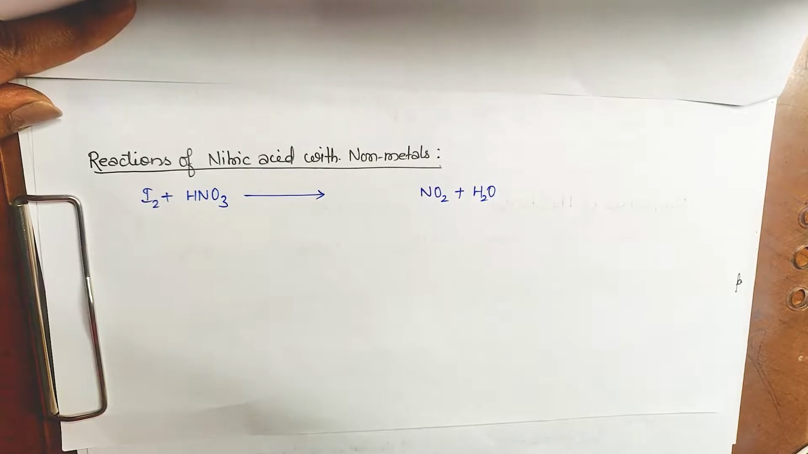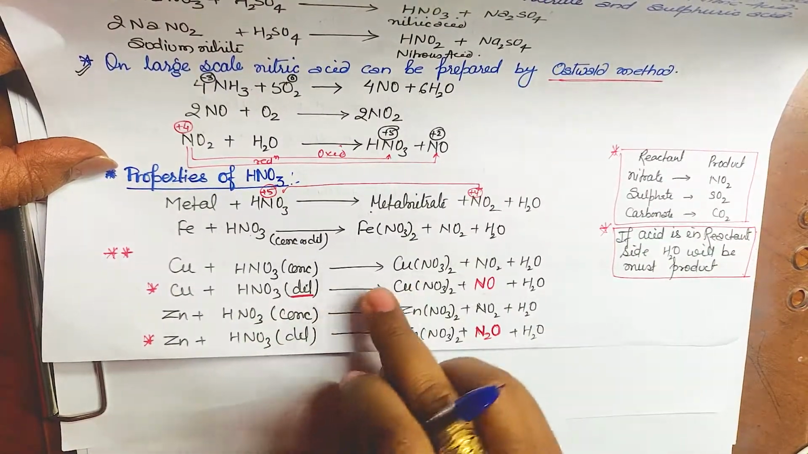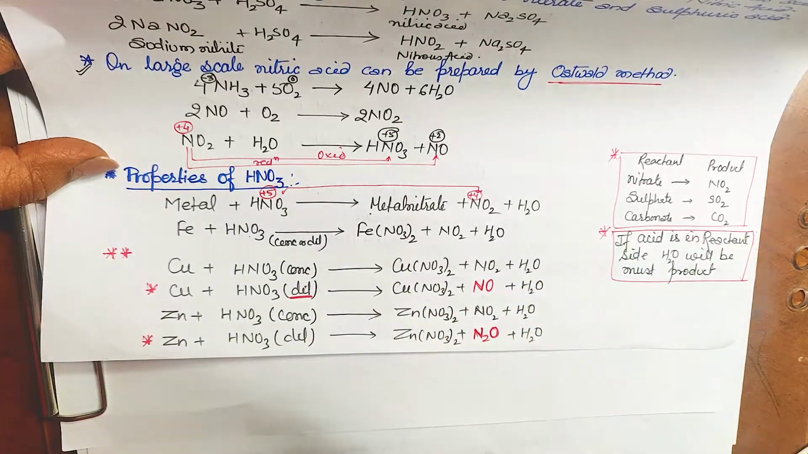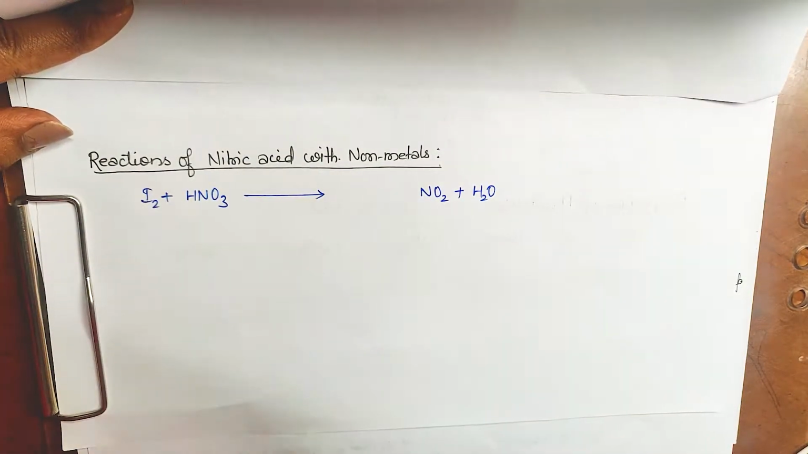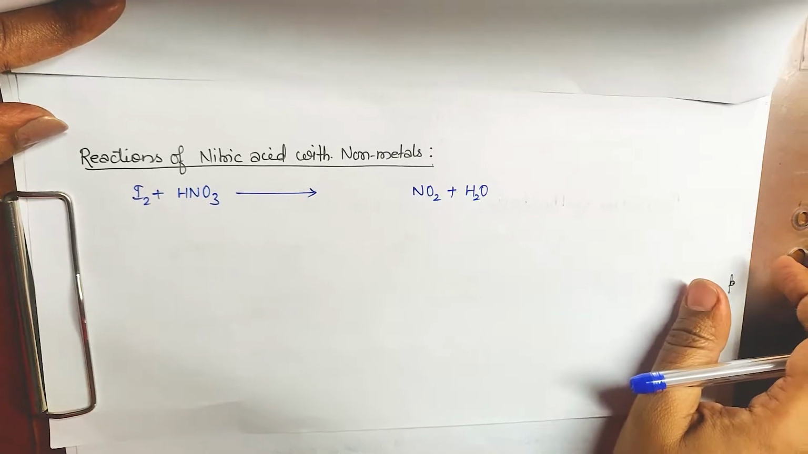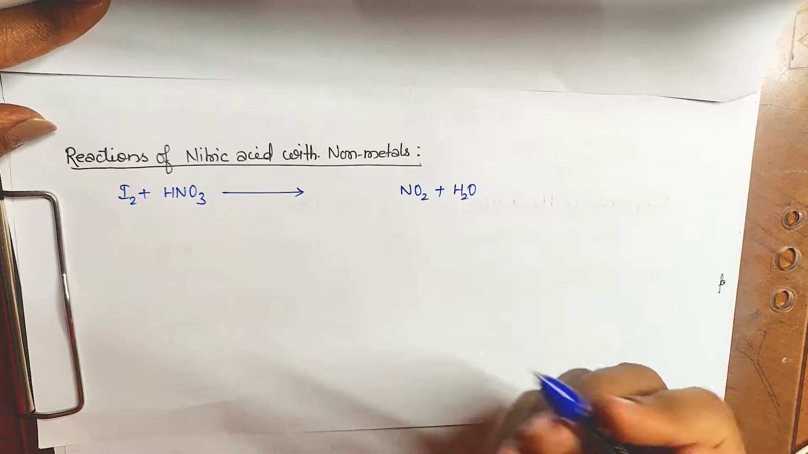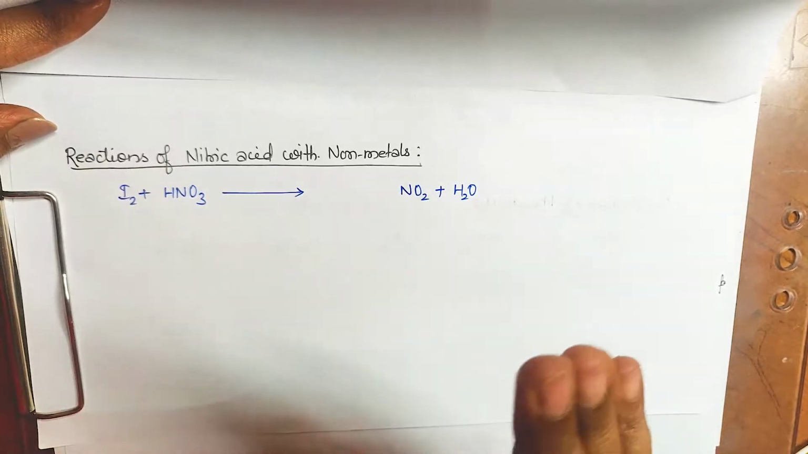And next thing, in the case of metal, we were making the nitrate, and the metal was in its highest oxidation state with the nitrate. Here also the non-metal will form its highest oxidation state, but not with the nitrate, because nitrate is also non-metallic, and there cannot be a bond between non-metal and non-metal. So one concept is that the non-metal will show its highest oxidation state.